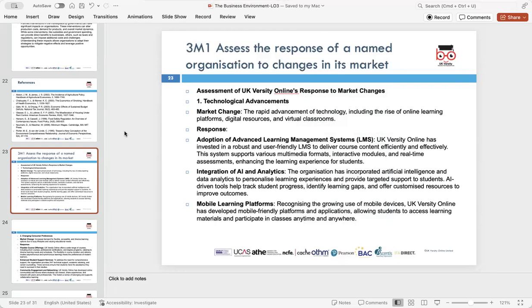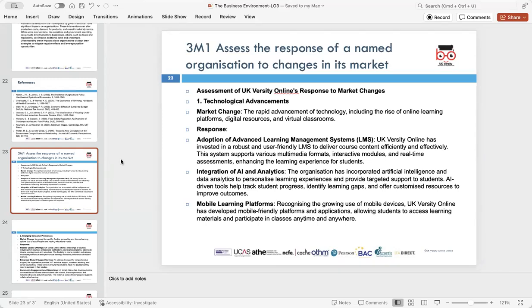Technological assessment: the rapid advancement of technology has transformed education. Online learning platforms, digital resources, and virtual classrooms have become essentials. Here we will look at how UK Versity Online has responded to these changes. Adoption of advanced learning management systems: UK Versity Online has invested in a state-of-the-art learning management system. This system is user-friendly and supports various multimedia formats.